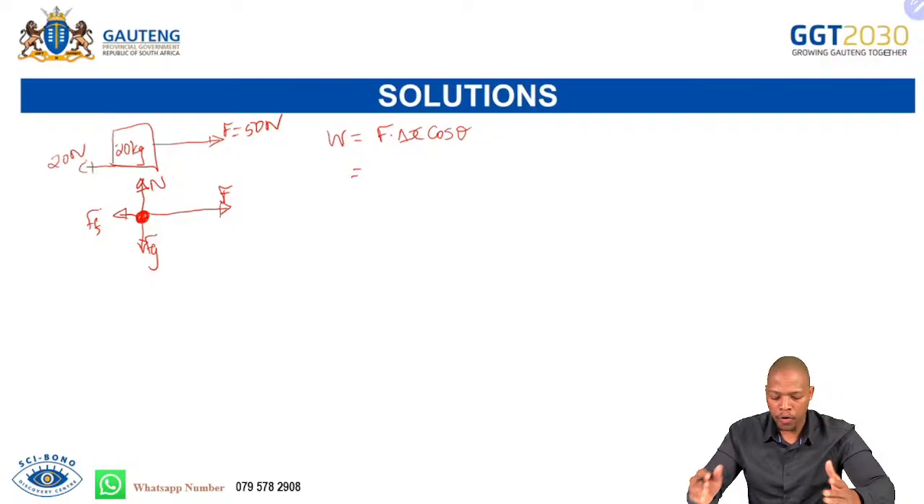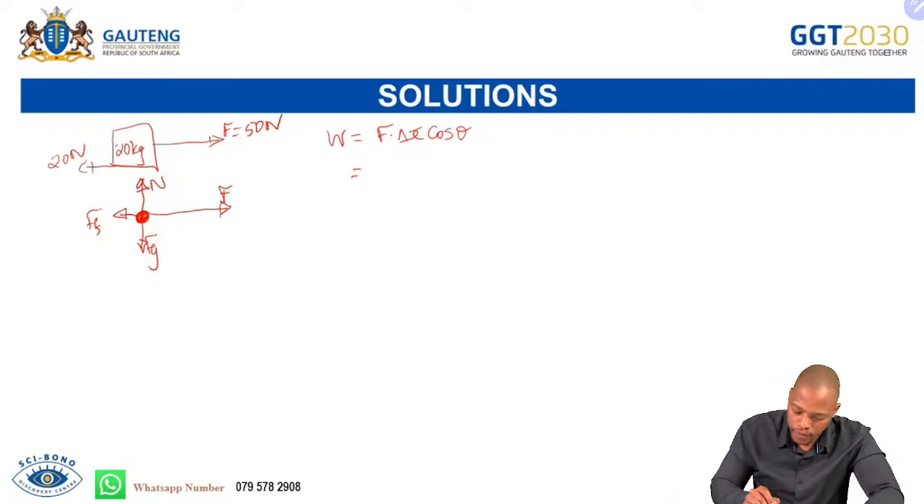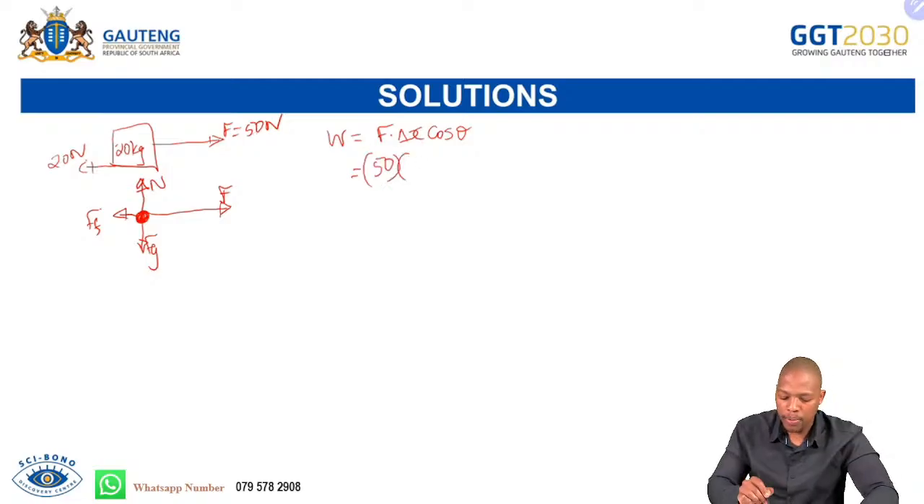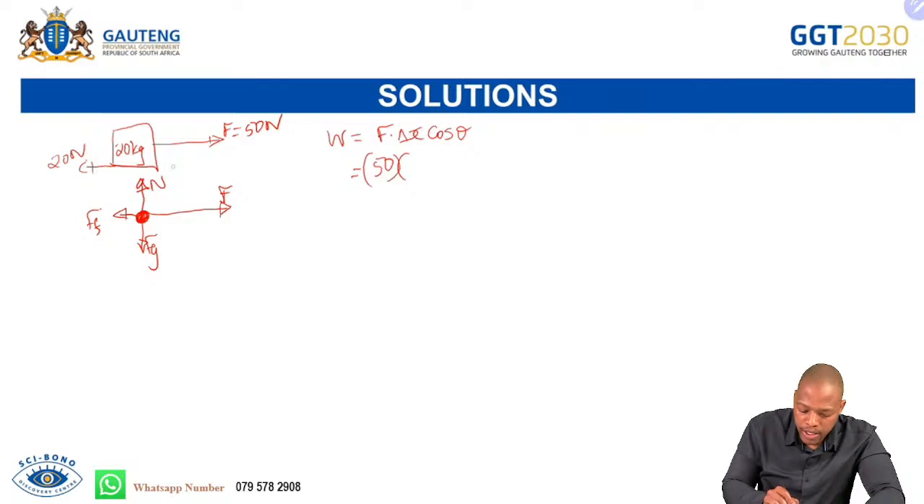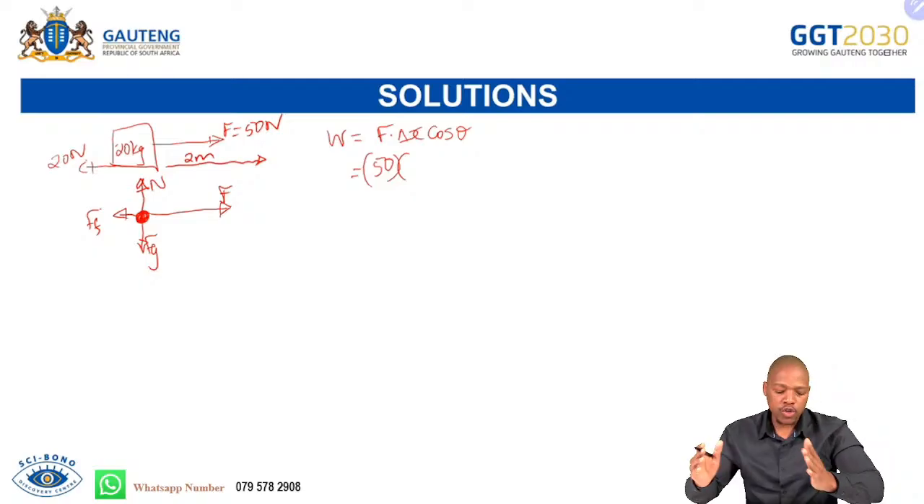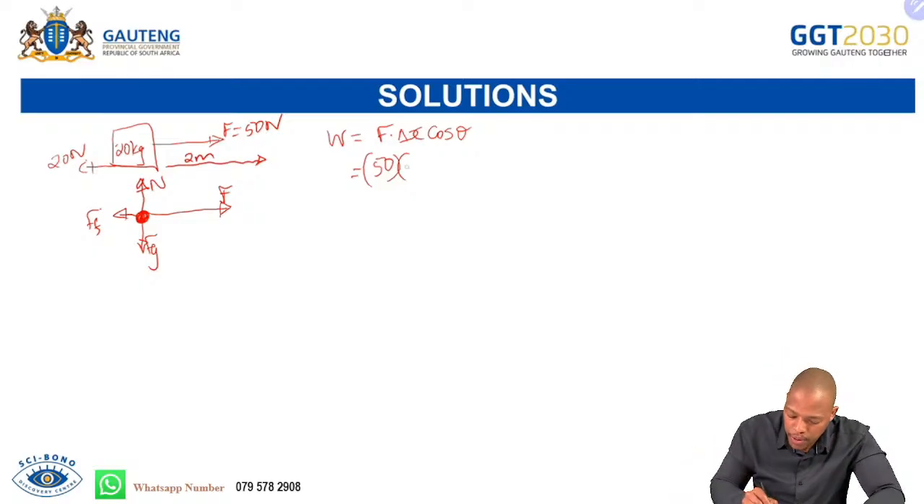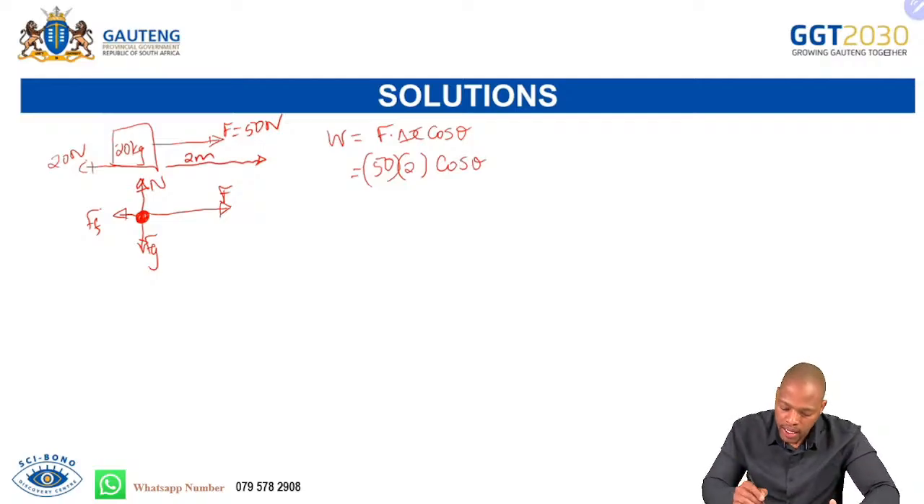Do I have the force applied? Because now I'm calculating the work done by the force applied. How much is it? It is 50 newtons, multiplied by the displacement. Oh, I should have indicated the displacement here. It was displaced a distance of 2 meters. So the displacement would be 2. And cos theta. Now, what is theta in this case?